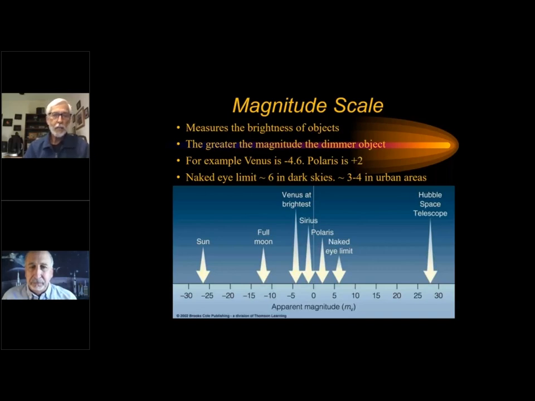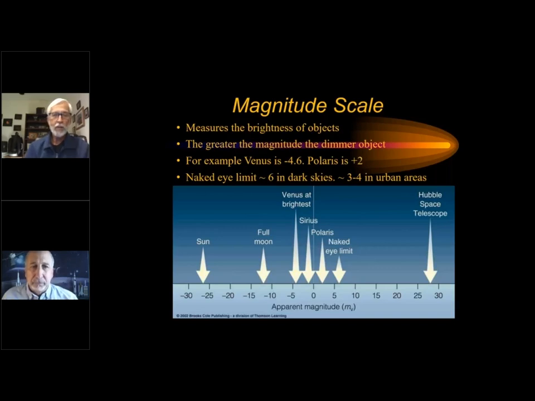The naked eye limit, I think this was mentioned before, in dark skies under optimum conditions is around 6. So anything that has a larger number than 6, you're not going to be able to see without the aid of some instrumentation. And that's in dark skies. If you're near a city and you have light pollution, or there's a full moon or a partial moon out, you're not going to be able to see an object that has a magnitude of 6. It would be more like 3 or 4.